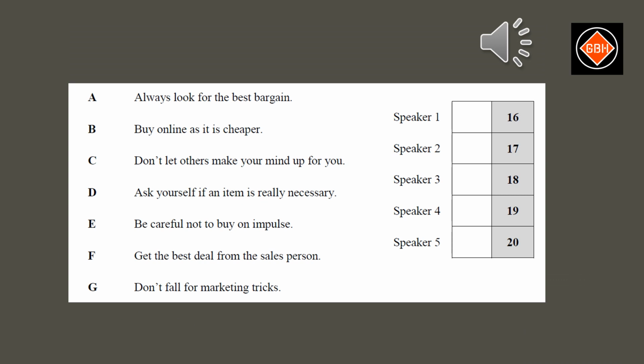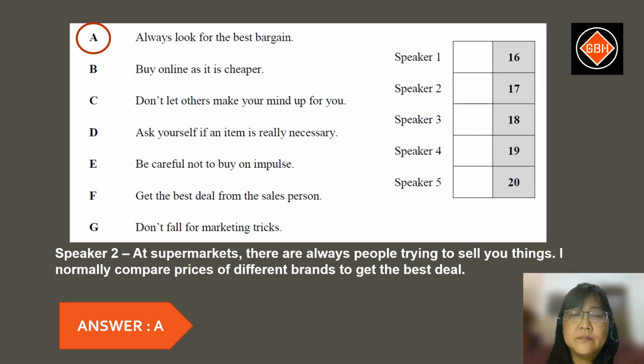Speaker 2. At supermarkets, there are always people trying to sell you things. I normally compare prices of different brands to get the best deal. Sometimes, I use vouchers that I find on the internet or in newspapers. I like to go online to know who is offering the lowest price.